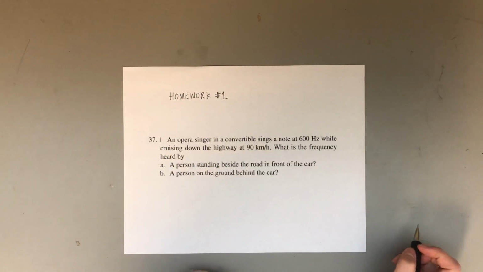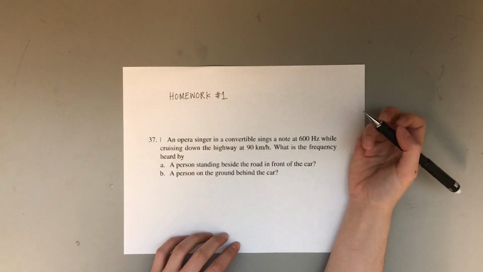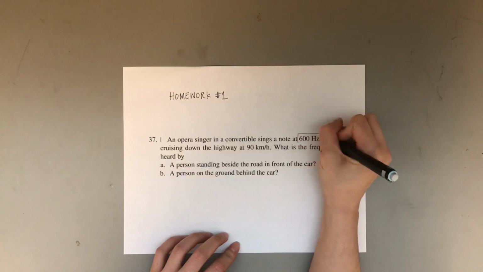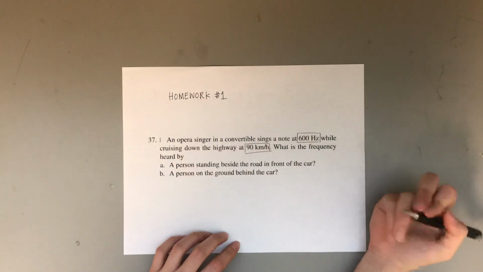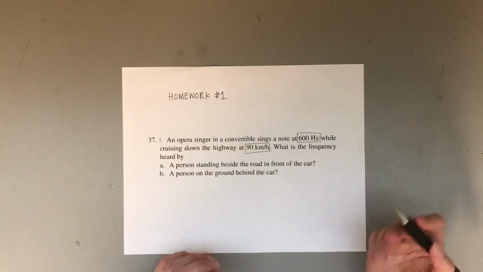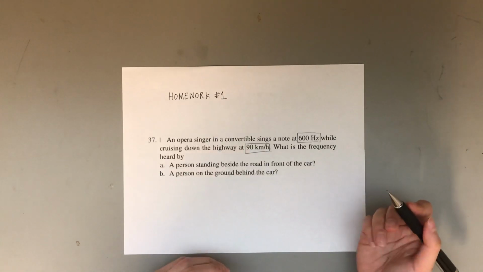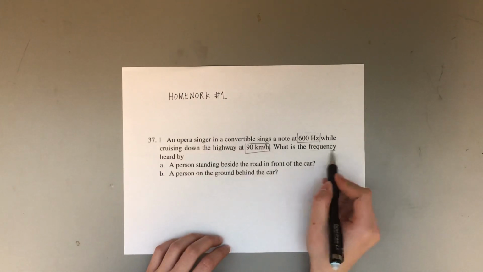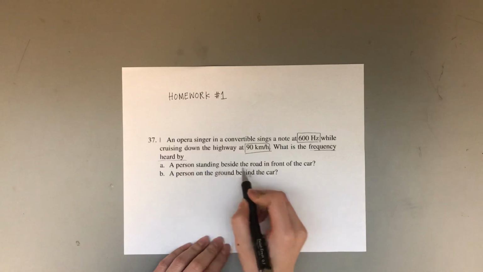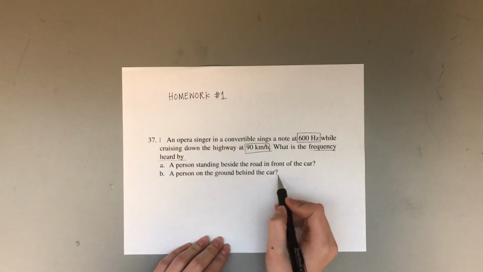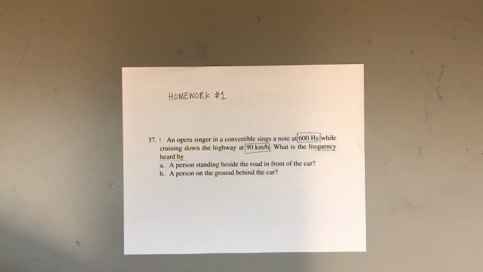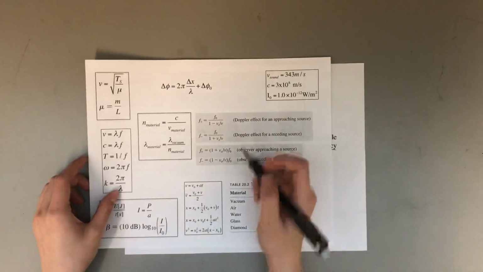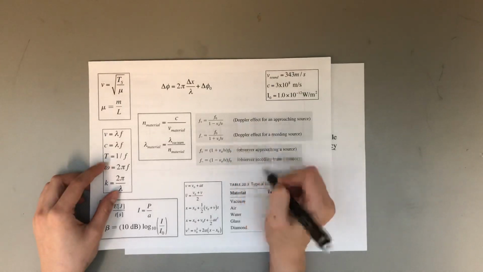So the first thing I would do is box any given numbers that I see, because it makes it easier for me to identify the knowns and unknowns. And the next thing I would do is figure out what type of problem this is. Because it's asking for the frequency heard by a person standing beside the road or on the ground behind a car while the car is moving, you know that this is probably a Doppler effect problem, and you can pull out your 4 different equations.